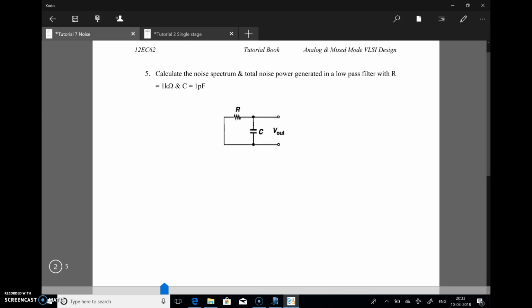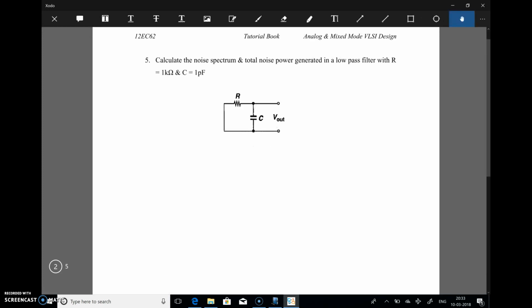The question is: calculate the noise spectrum and total noise power generated in a low pass filter with R equal to 1K and C equal to 1 picofarad. So first we'll try to understand the question. The question is to calculate the noise spectrum and total noise power generated.